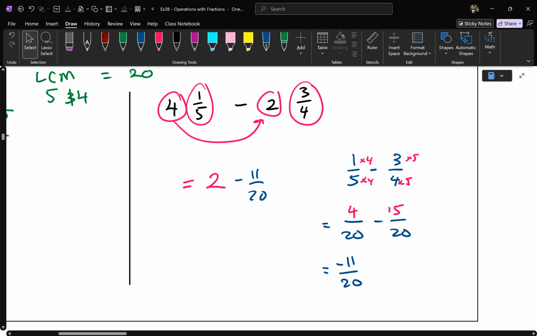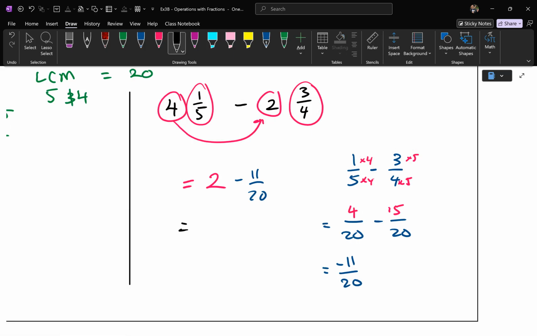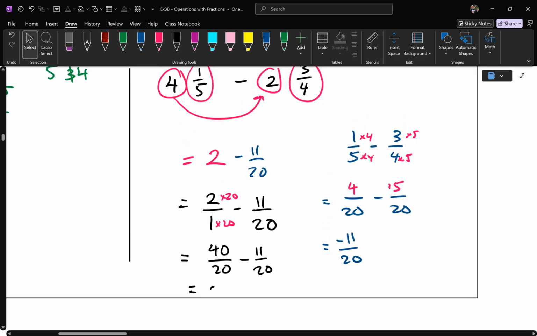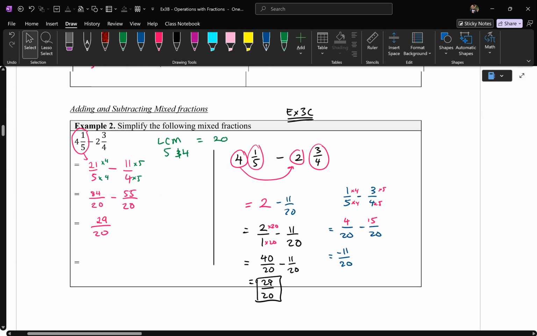If you did know your fractions well, you can take the next step. 2 take away 11 over 20, you would have to do this way. Make the denominators the same. So times this by 20, times this by 20. And you should get 40 on 20, take away 11 on 20. What's 40 take away 11? Same answer as the one I gave you.